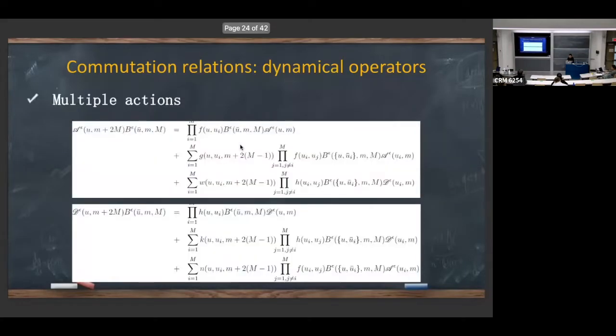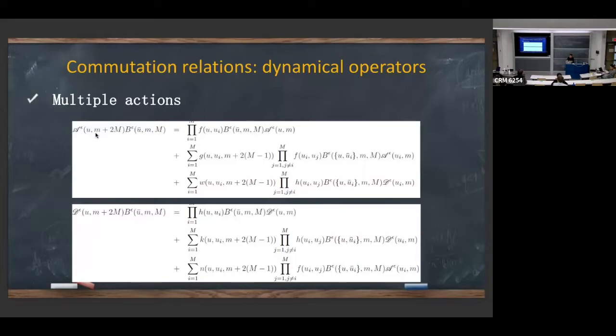What we do is the standard stuff in Bethe ansatz. We apply the A operator to the string of B operators. Okay, we have to notice this shift.